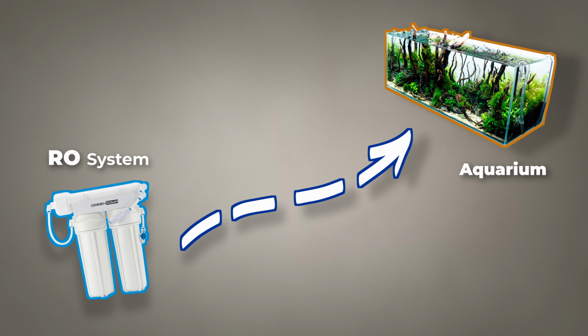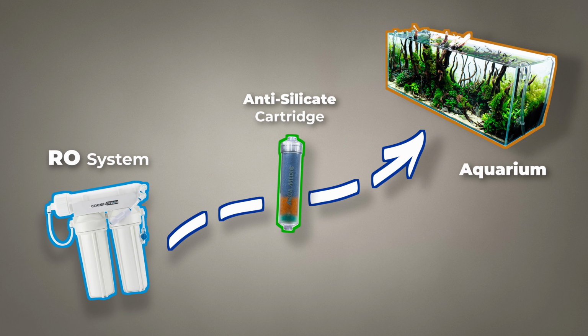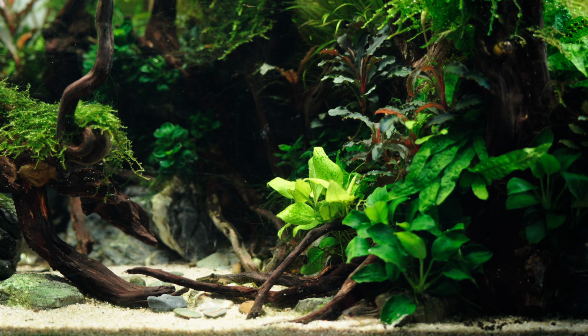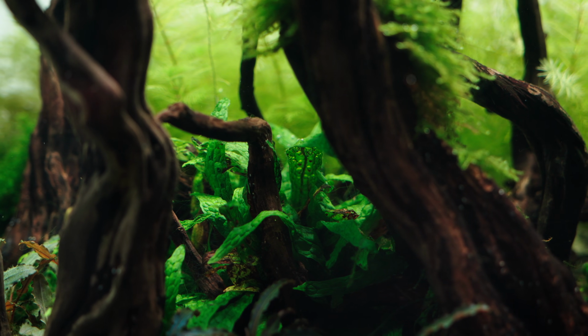So the best idea would be to install a silicate removing cartridge onto the outflow of the clean water of the reverse osmosis system. And that will remove everything which actually does not have phosphate. So it will be better for the aquarium's life in the long run.